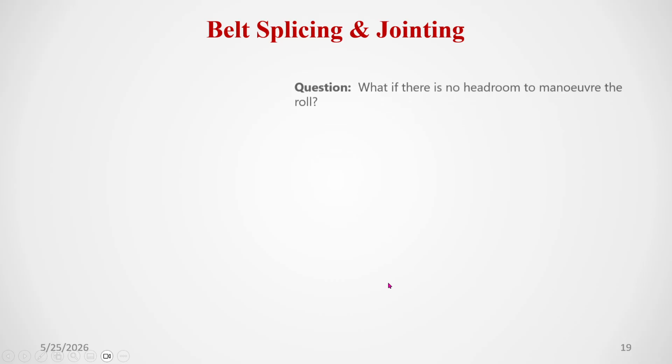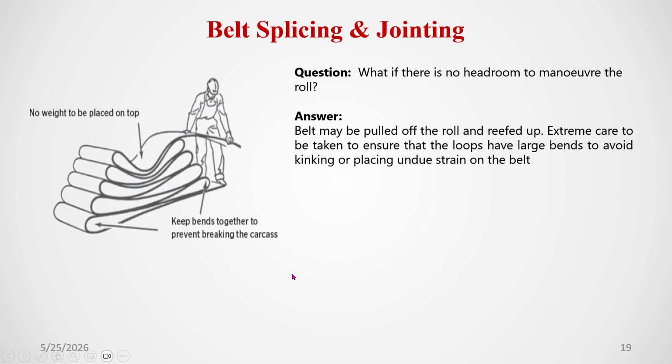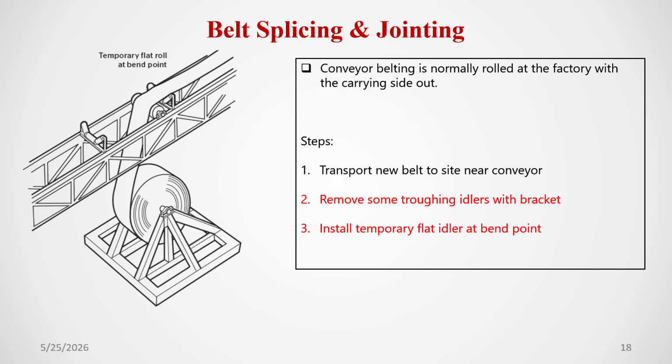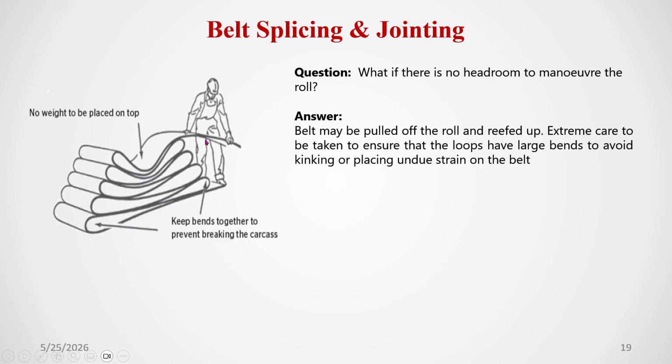Then there is a question: what if there is no headroom available to maneuver the rolls? When this height is too much, the roll cannot go inside the conveyor structure. Then you have to keep the belt like this, one by one, so that the bent portion will be very long and the radius of the belt is large.